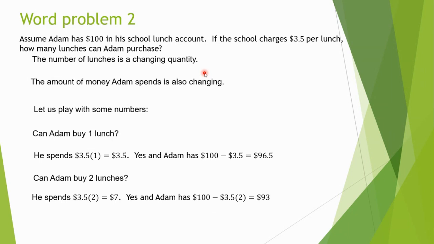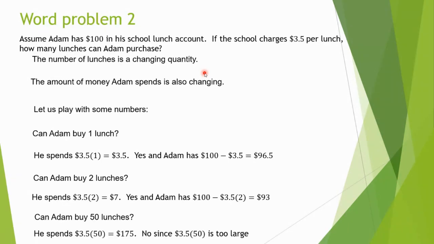Now I'm not going to keep going with 3, 4, 5, 6, and 7, but I just chose the next number, 50. Now, is he able to buy 50? Well, it turns out the answer is no. And how do I know that? Because 3.5 times 50, as you can see, is way over 100. It's 175. But he only has $100. So it's too large. In other words, he can't buy 50 lunches, so there's going to be some limit.